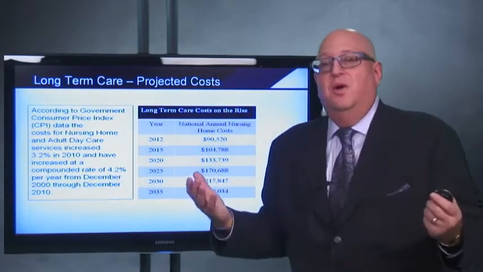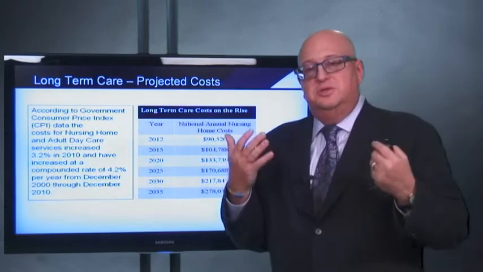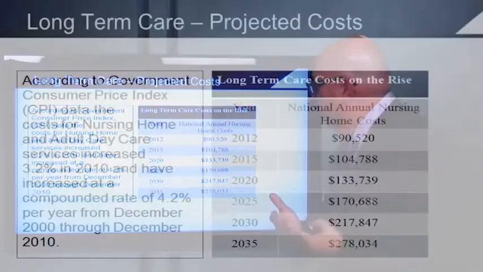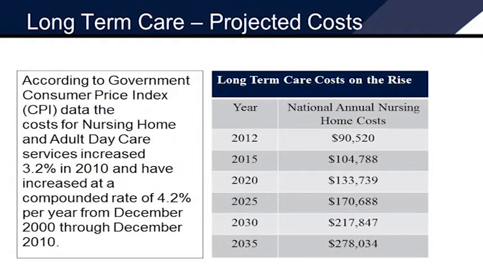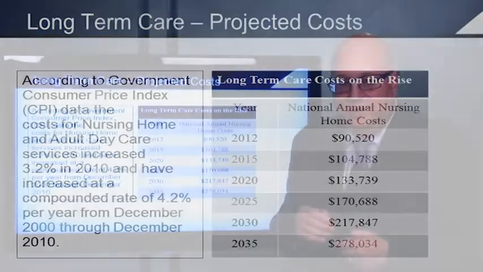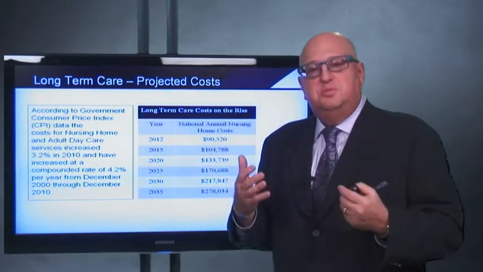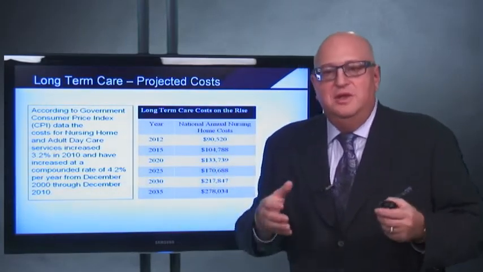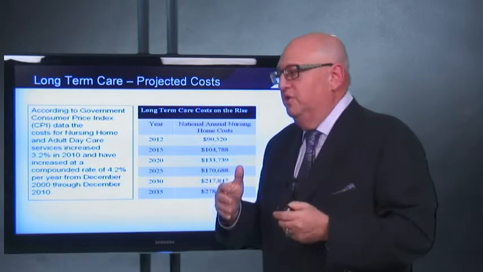But where is the pricing going? Healthcare is one area that continues to become more and more expensive for people. So if the average cost nationwide of a nursing home in 2012 is $90,000, and the consumer price index for nursing home and adult daycare is growing at 3 or 4%, 20 years from now or 23 years from now, it's going to go from $90,000 to $270,000 a year. Certainly a tremendous part of retirement planning needs to be dedicated to a solution for long-term care.